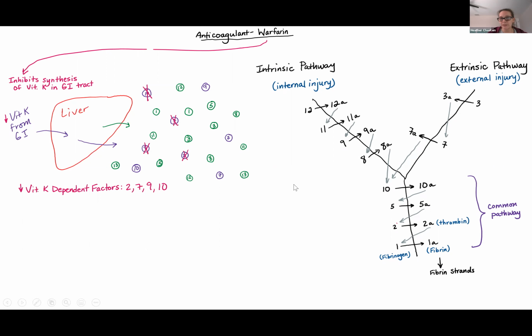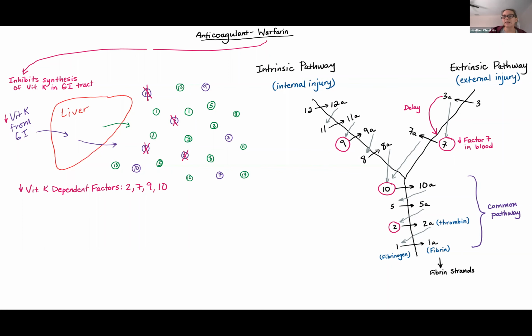All right, so if we know there's going to be a decrease in vitamin K dependent factors, a decrease in 2, 7, 9, and 10, what that's going to mean is that when activated 3A is trying to find 7, there's going to be a delay, right? Because there's going to be a decreased amount of factor 7 hanging out in the blood. So it delays the coagulation process because activated 3A is going to have a longer time to find factor 7 than it normally would.